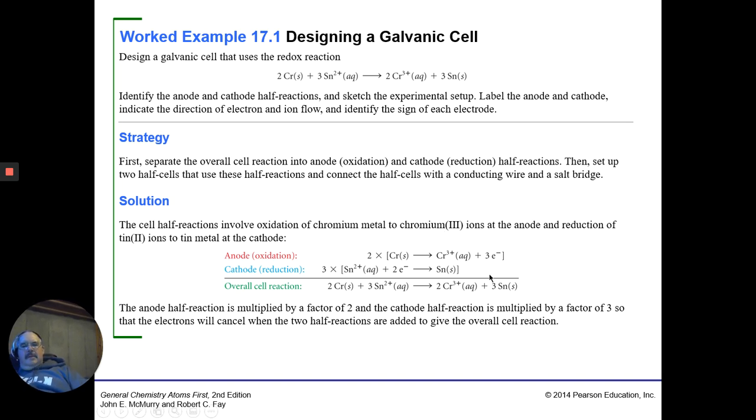Okay, so to balance this equation, we want our electron term to drop out. So chromium is losing 3 electrons, tin is gaining 2, and the least common multiple would be 6. So we multiply the first half reaction by 2 and the second one by 3, and this gives us our balanced equation.